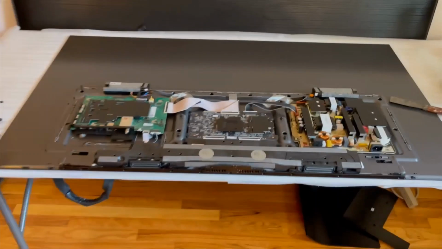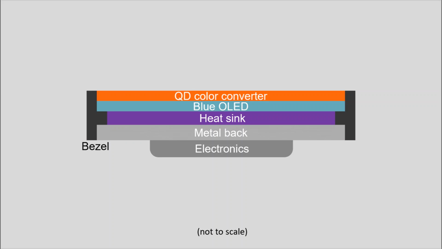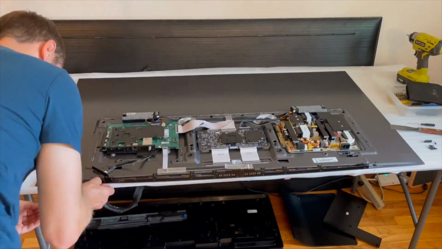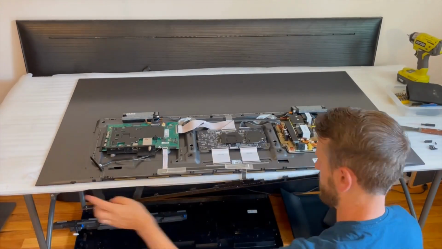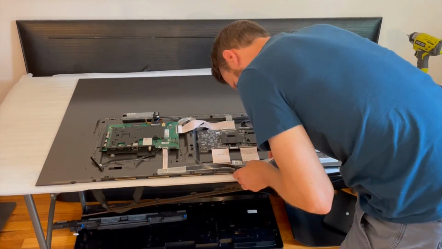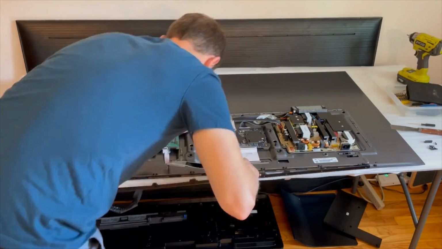So three main components here in the back. We've got the main board, T-Con board, and power supply. There's also speakers and receiver for the remote and everything like that. So that's the electronics on the back that's connected to this metal back. And the next goal here is to remove this bezel around the edge so we can get into the guts of the TV and see where the action's really happening. That's where I think it gets interesting, where the light is generated and the color is converted from blue to red and green.